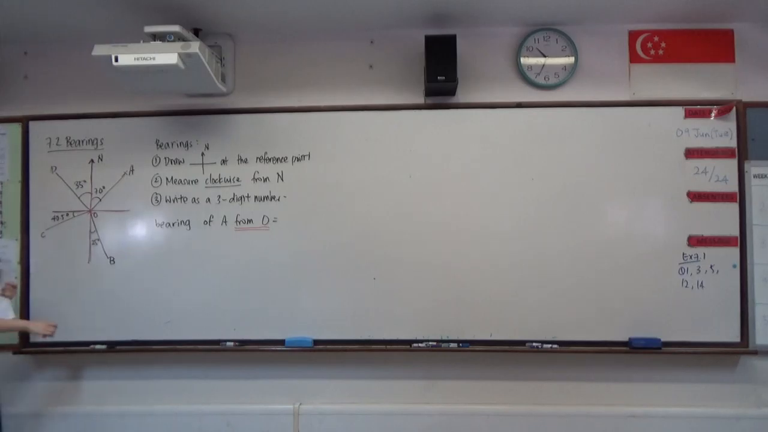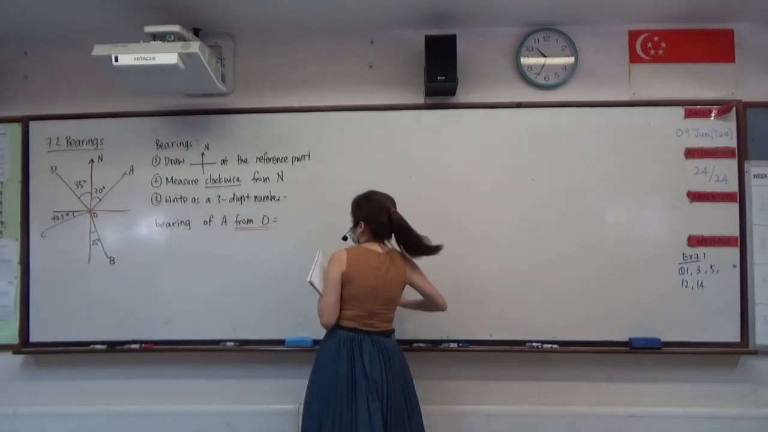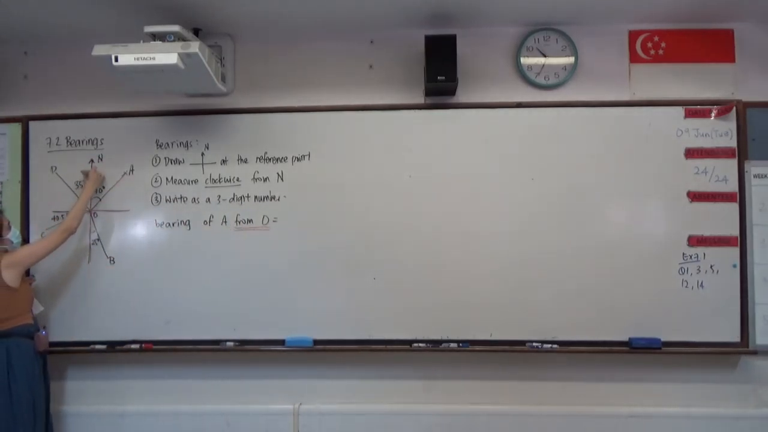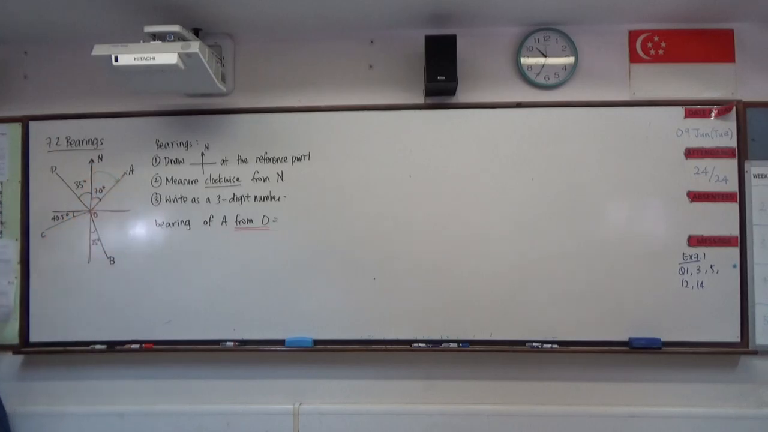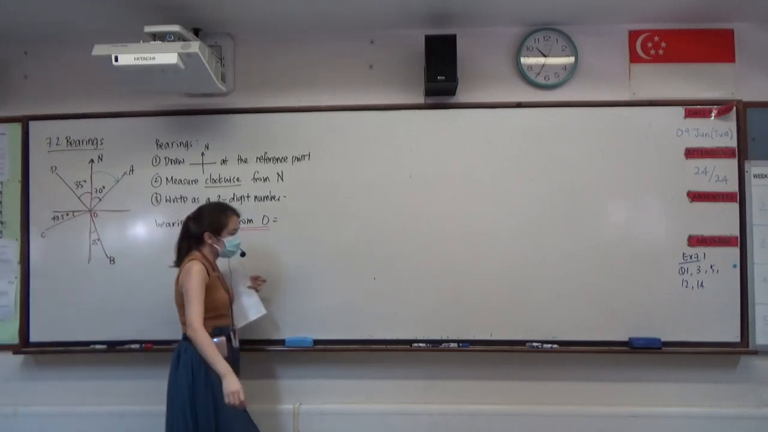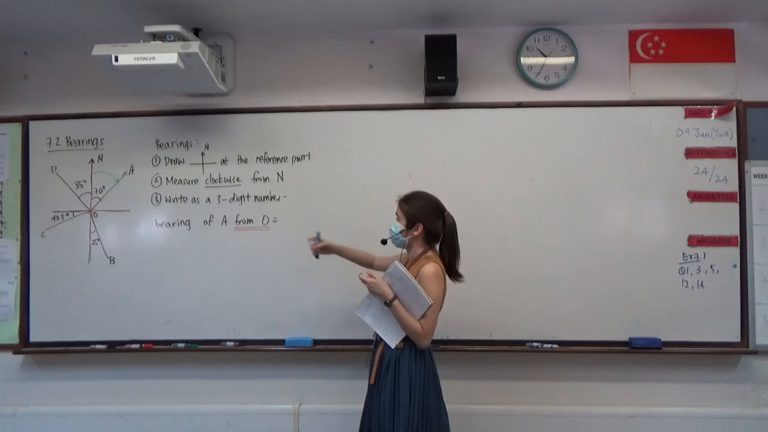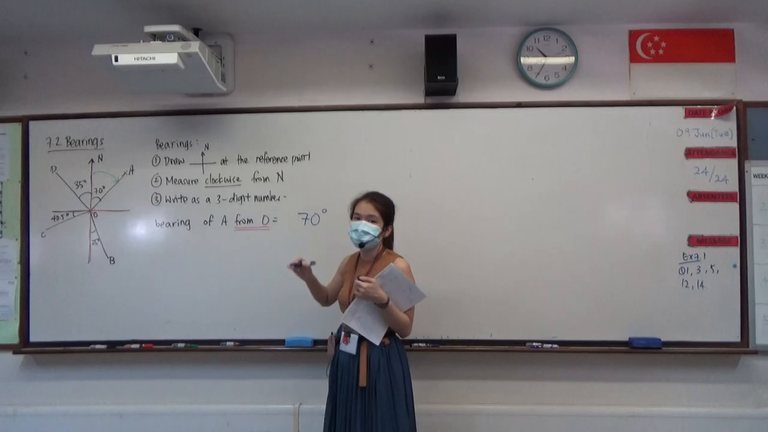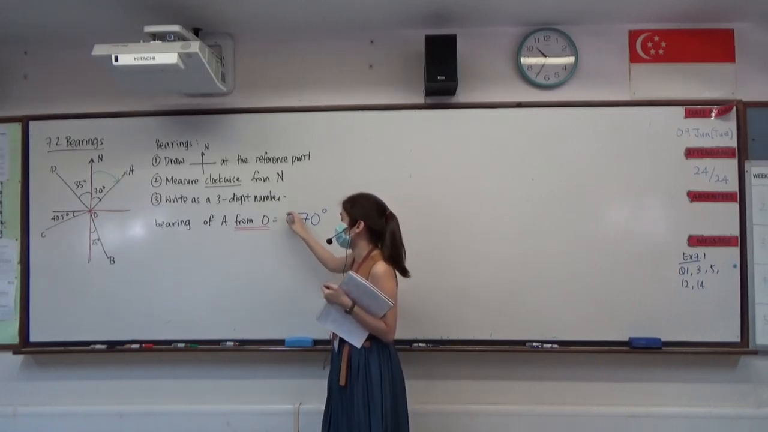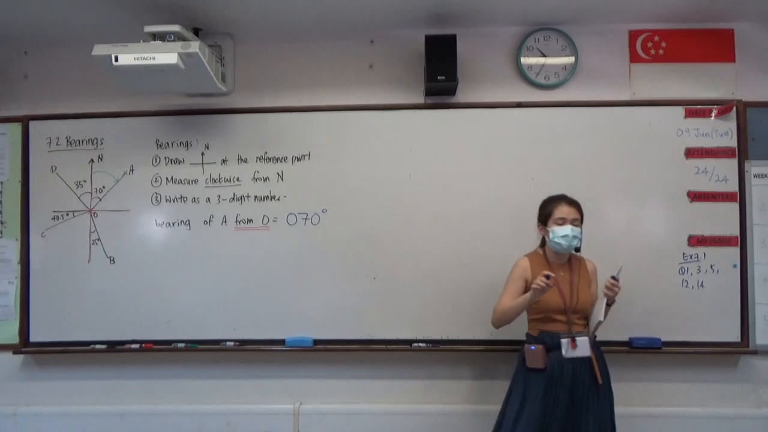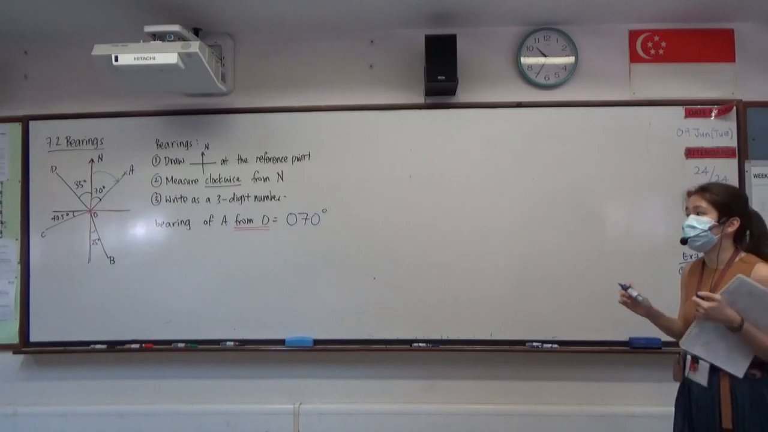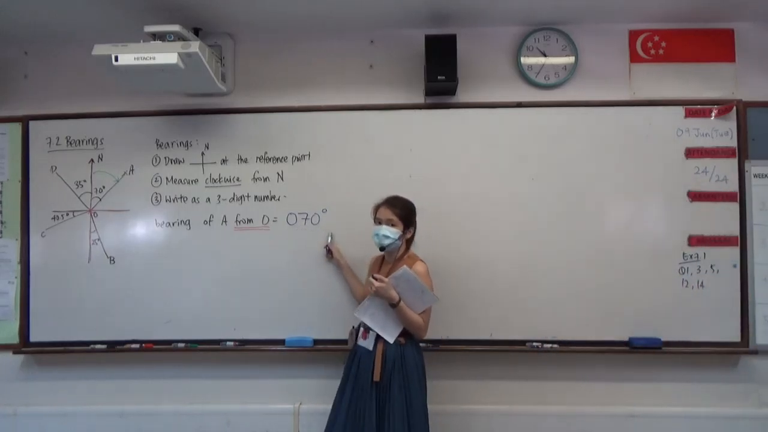How this angle is going to be taken is that from north itself, we measure clockwise. So it must be in this direction. Therefore, the answer will be 70 degrees. But because of the criteria that it must be a three-digit number, we cannot simply write our answer as 70 degrees. We must write it as 070 degrees. This is a very common mistake: when we are rushing to write our answer, we forget that it is a three-digit number.